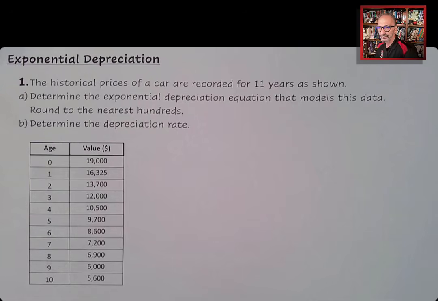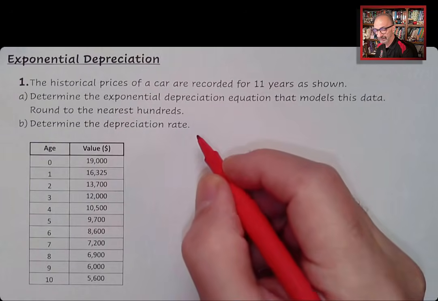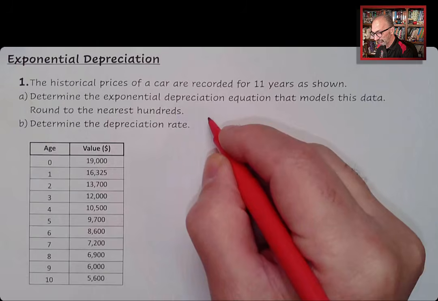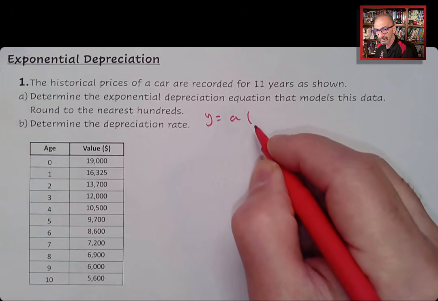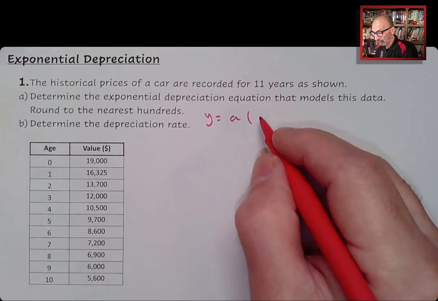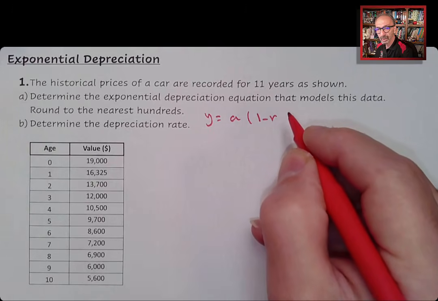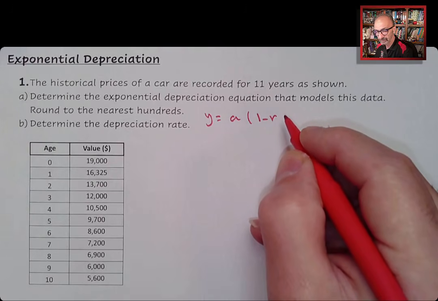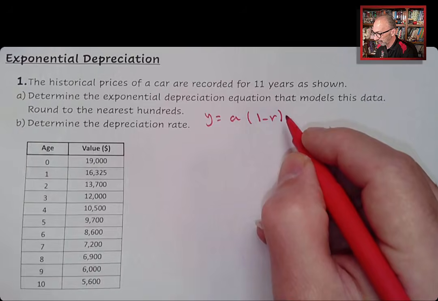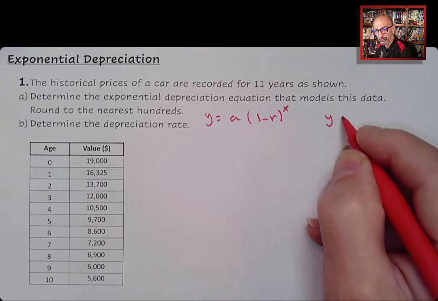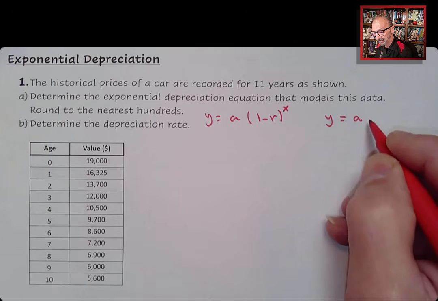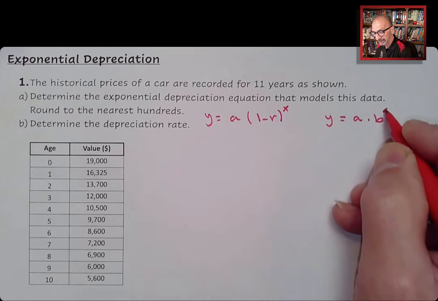To understand the formula, we need to write it down first, which is f of x or y equal a times, which is the initial amount, times 1 minus r. R is the depreciation rate for part B, to the power x. Or differently, y equal a times b to the power x.